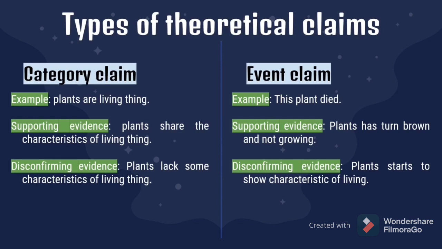An event claim is a claim that takes place when some event happened. For example, this plant died. Supporting evidence is that the plant has turned brown and is not growing. And disconfirming evidence is that the plant starts to show characteristics of living.